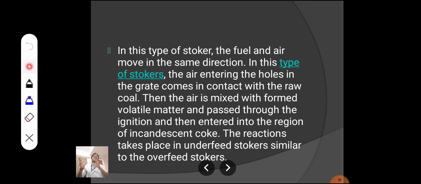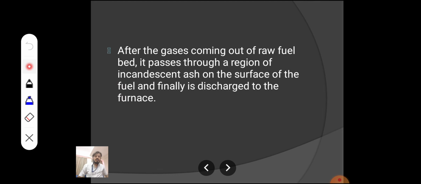In this type of stoker, the air entering through the holes in the grate comes in contact first with the raw coal. Then air is mixed with the volatile matter, as it goes ahead in the bed, and passes through the ignition zone, then enters the region of coke. The reaction takes place in underfeed stokers similar to the overfeed stokers. Same reaction, same procedure happens. After coming out of the raw fuel bed, it passes through a region of ash on the surface of the fuel, and finally it is discharged to the furnace.